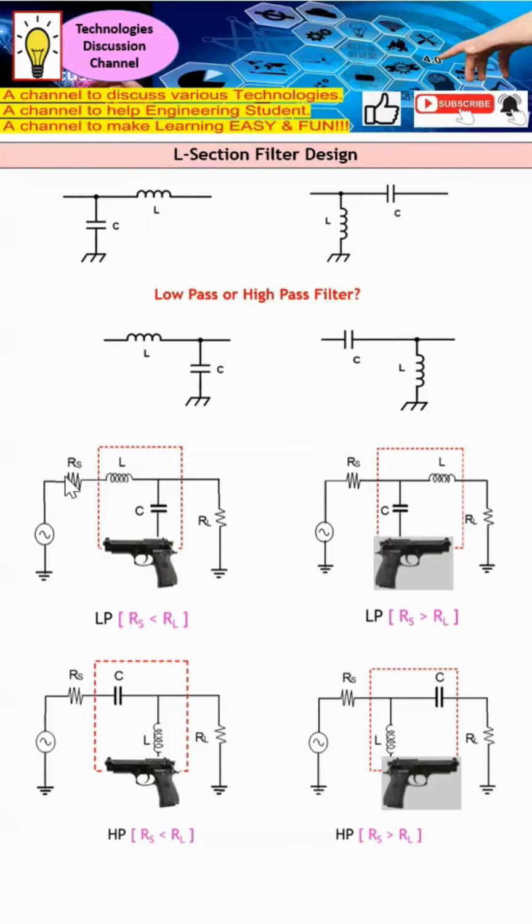For this case here, you can see that RS is smaller than the load resistor. For this case here, you can see that the load resistor is smaller than the source resistor. So therefore, the gun points towards the load side. Same for the high pass filter.